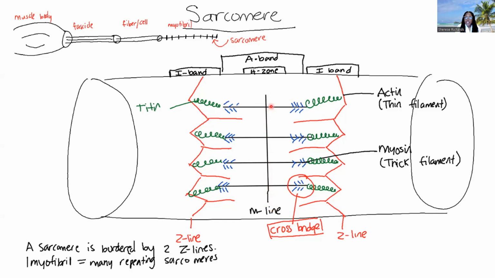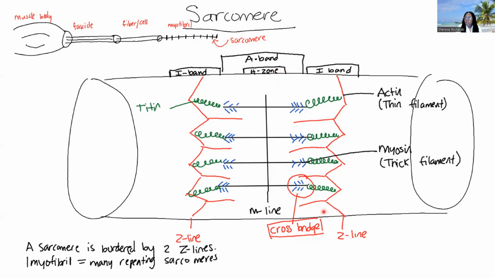Okay, so the I band, thin filaments only or actin only. The H zone, thick filaments only or myosin only. The A band is the area of overlap. Also important to know that the A band is the only area that doesn't change when the sarcomere shortens. So when you go from the relaxed state to the contracted state, the I band shortens, the H zone shortens, the A band stays the same.